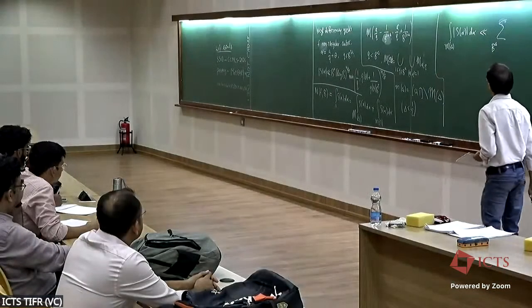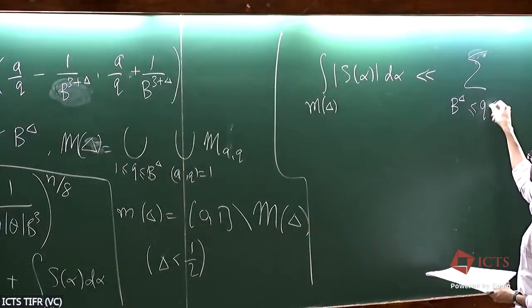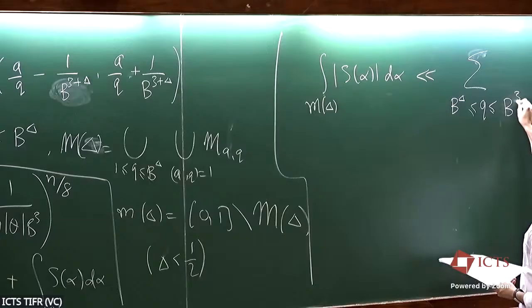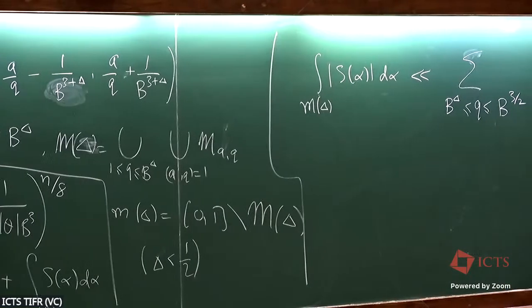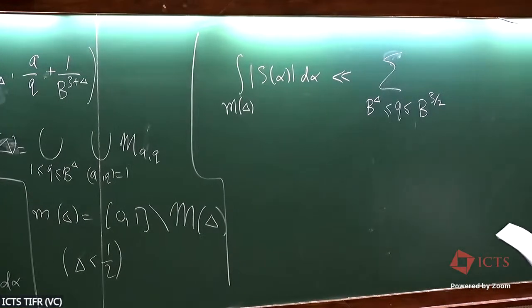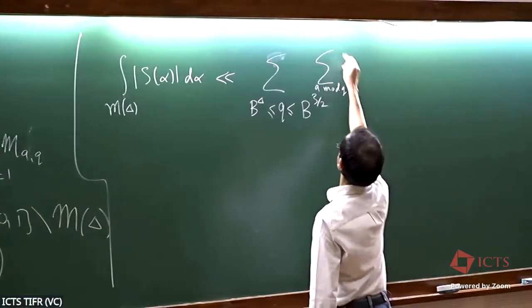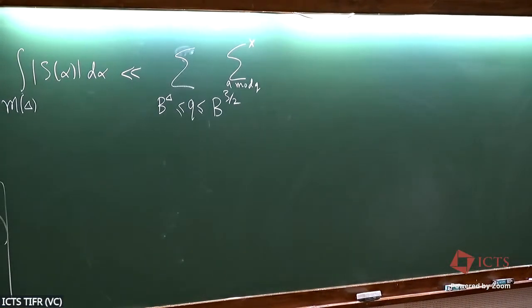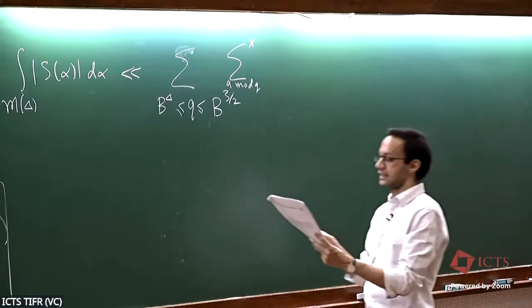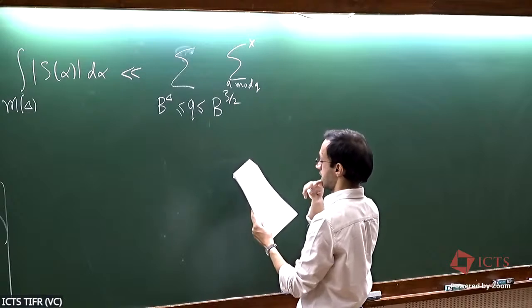So that's something. The minor arcs appear if Q is bigger than B to the delta. Of course, the maximum it can go up to is B to the 3/2, right? And then you take all the A contributions. So all of these A modulo Q, where we are fine using this notation with the cross means that they are coprime. And then the bound on this thing. So this is the bound.